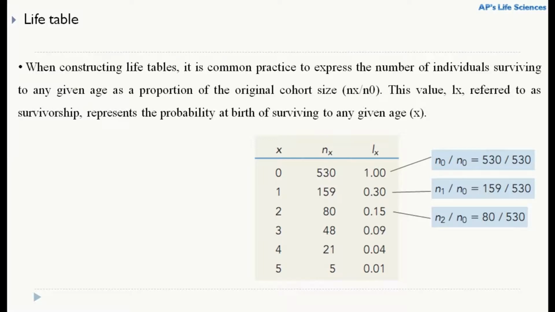We can calculate this rate as follows: if there are 159 survivors out of 530, then if we divide 159 by 530, we get 0.30. That is, only 30% of the original population survived to age 1. Similarly, we can calculate for the further ages.